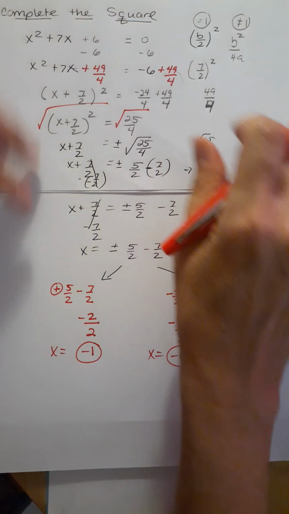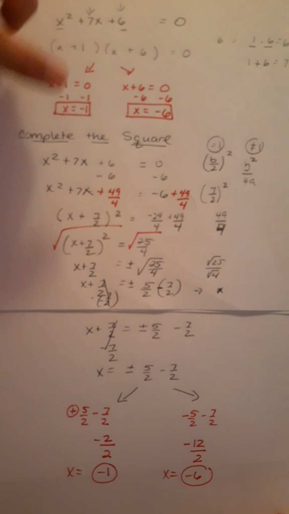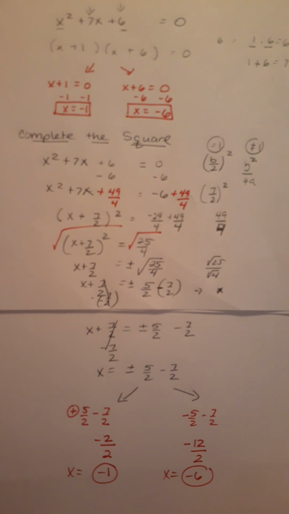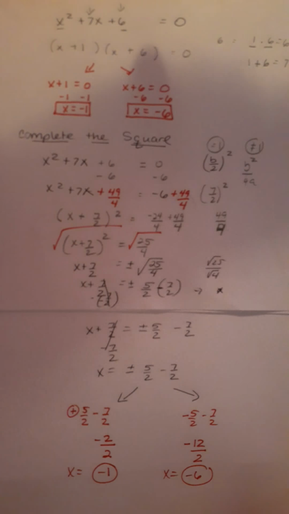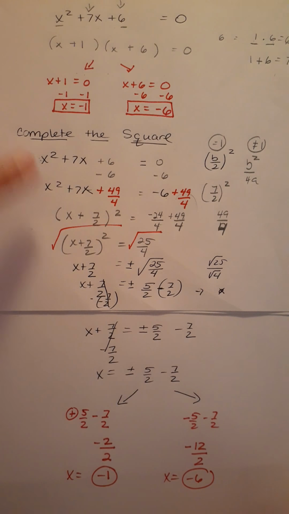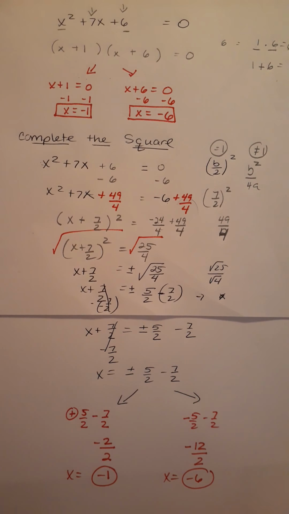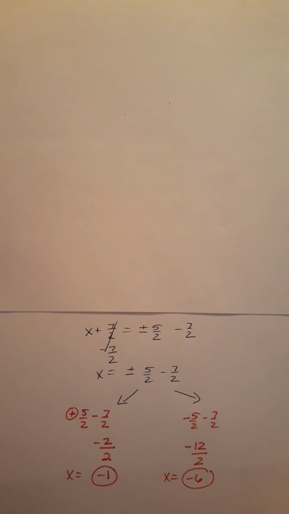Let's go back here. If you look at our original, right? There it is. Same answer. So you're not going to lose anything if you try to factor and it comes out correctly. If you did it correctly, when you complete the square, you're going to get the same answer.